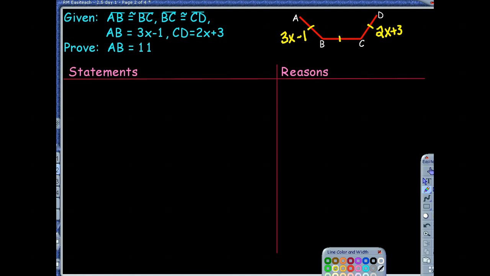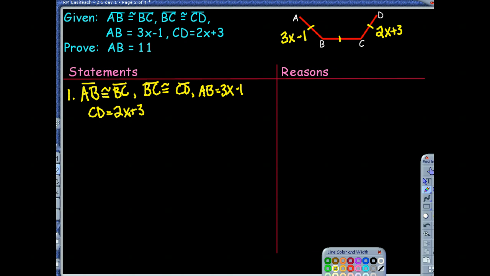Makes sense. Now, look where we're going with this one, Mrs. Palermo. While you're writing that, I'm looking back at the given, and it looks like we're trying to show that AB's length is 11, and all I know is AB is represented lengthwise by 3x minus 1. So we're going to have to figure out what the value of x is somehow. Yeah, in fact, what we're proving is that the value of AB is 11, so we're going to need the value of x to be able to get there.